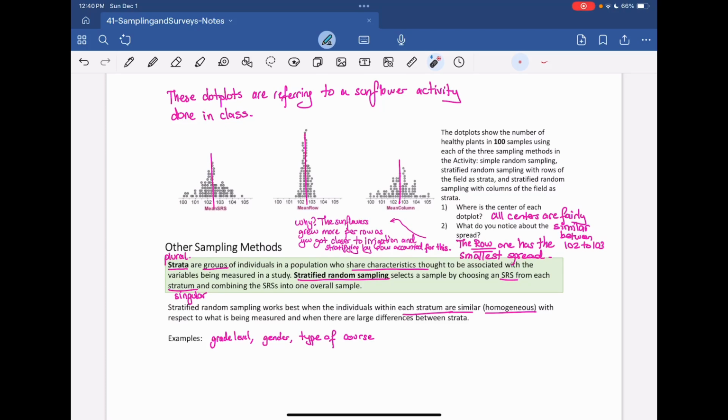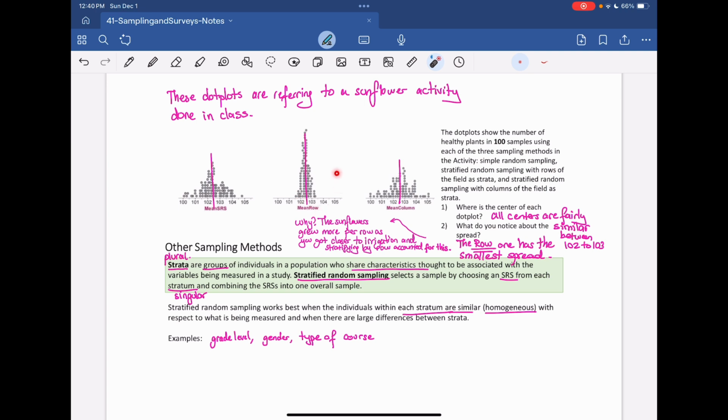All right, so in class we did a sunflower activity, which I'm not going to go over in this class. But we did simple random sample for one of them. We did stratified by row, which means per row we picked one. And then we did stratified by column, so we picked one per column. And we found averages of sunflowers within each plot. And we plotted them on a dot plot in class together to see.